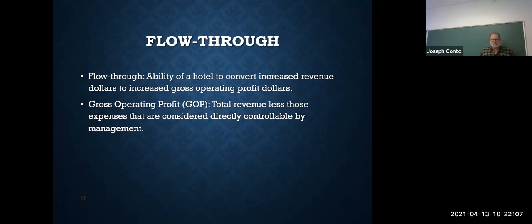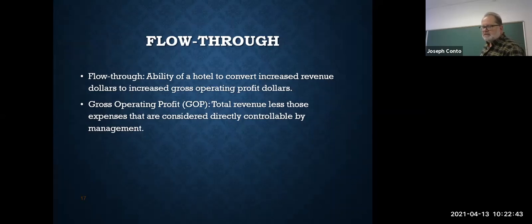It's the ability of a hotel, or really any property, to convert increased revenue dollars to increased gross operating profit dollars. And remember, your gross operating profit is your total revenue less, meaning subtract, the expenses that are considered directly controllable by management. Those things that managers are able to control. That means not bank interest, that doesn't mean rent, it doesn't mean your mortgage payment, doesn't mean your depreciation, it means those day-to-day expenses that you can figure your managers are following for you, right?